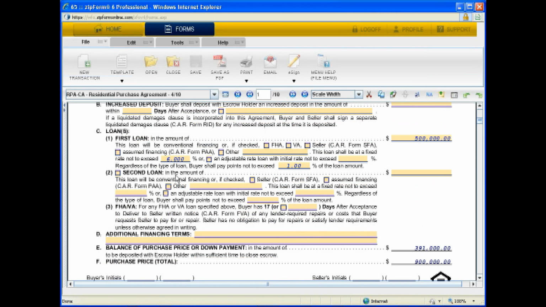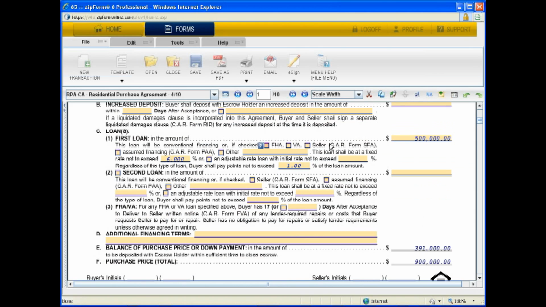Skipping down into the loan section, C1, this is where you put the information on the first loan. These days, we're not seeing too many firsts and seconds anymore. I'm sure you've all noticed that. Most of the time, it's just one loan. So first loan in the amount of, and you'll put the amount in there. If it's going to be FHA or VA, you can check mark the boxes that are here. If there's seller financing, you check mark the box.